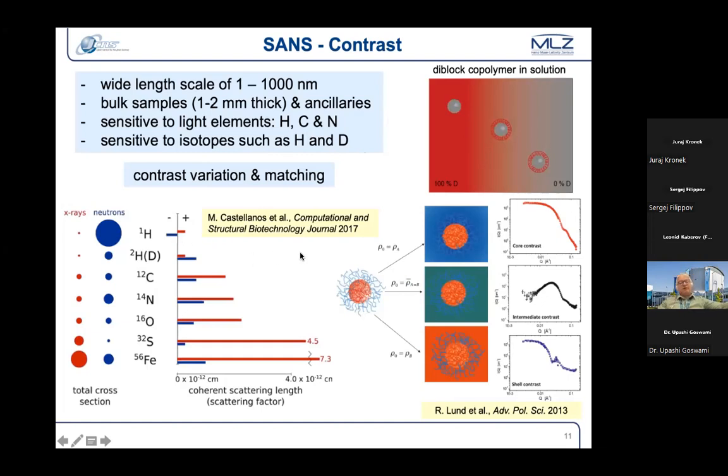The coherent scattering length is significantly different between these two isotopes, and this gives us the possibility to do selective deuteration of parts of our complex sample in the chemistry lab without disturbing the sample properties, so that we can make parts of the sample invisible in our neutron scattering experiment. An example is here, core-shell morphology in water, working with deuteration and protonation of water. We can see either the core or the shell, or we can see both of them.